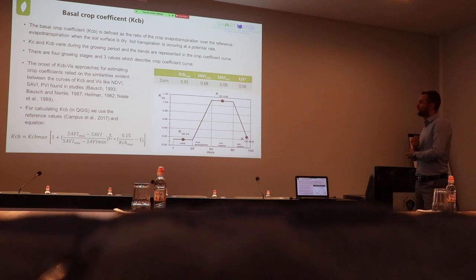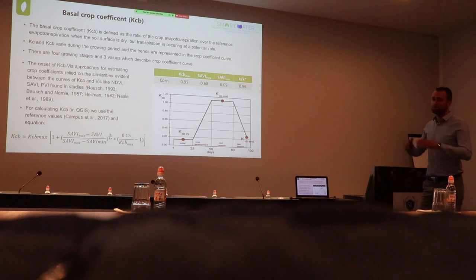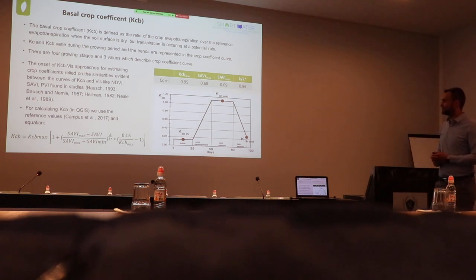So we calculated this crop coefficient using the QGIS software, and also used this equation. There are many equations, but we used this one. We thought that this one is very useful and possible to calculate for our case, and also the reference values for some values from the equation you can see in the table for corn, of course.